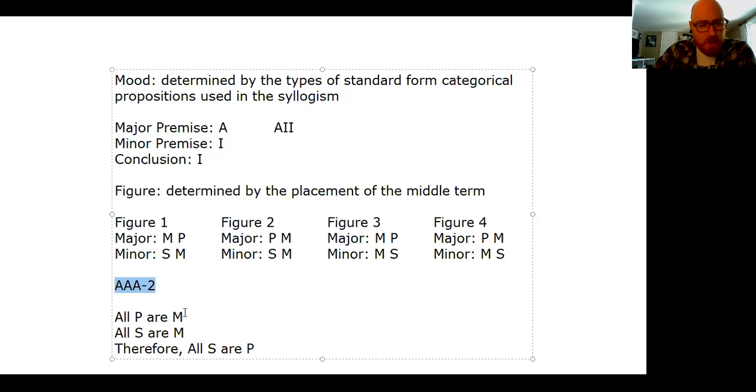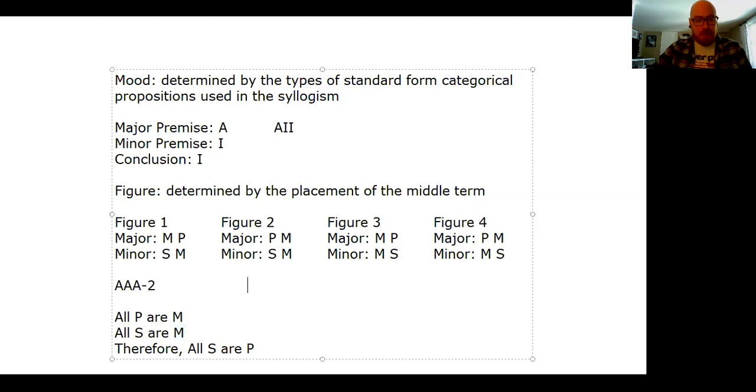I know that one of the rules for validity is that the middle term of the syllogism must be distributed at least once. Well, in AAA2, where the middle term appears second, it appears as the predicate in both premises. Given that both premises are A statements, I know that the middle term is going to be undistributed in both of those premises. So this would be invalid.